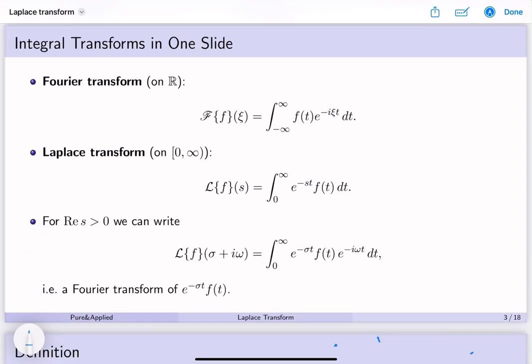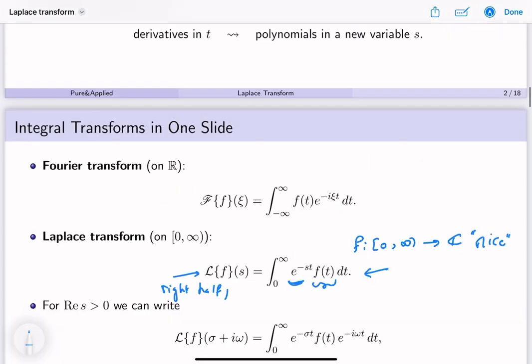So the Laplace transform is also an integral operator, defined in this way. You take your function of interest and you hit it by an exponential kernel, and you integrate from 0 to infinity. So this takes a function on 0 to infinity, let's call it a nice function, and maps it to a function that we're going to denote by LF, and that's going to be defined on some right half plane. So we have the complex plane, and this is going to be defined on some right half plane.